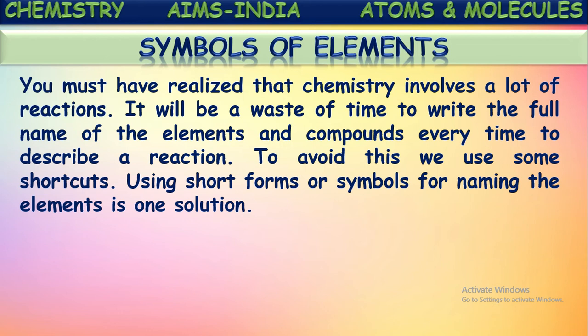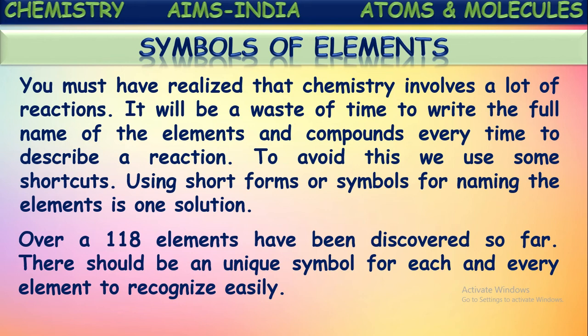Using shortcut forms or symbols for naming the elements is one solution. So instead of writing these lengthy words while representing chemical reactions, we use some shortcuts. One of them is writing symbols of the elements. So symbols we use to represent the element in short form. So symbol can now be defined as the short form representation of an element's name. Okay.